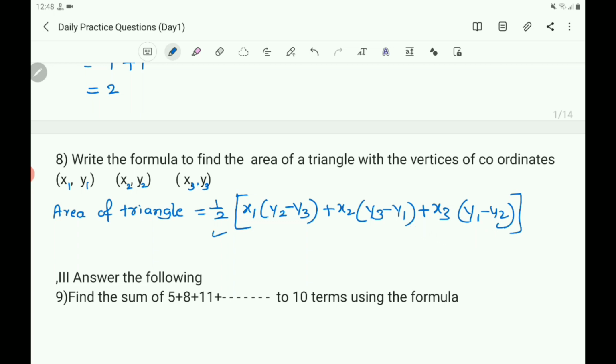So here half into x1 into y2 minus y3 plus x2 into y3 minus y1 plus x3 into y1 minus y2. That is the formula to find the area of the triangle with the vertices of the coordinates.